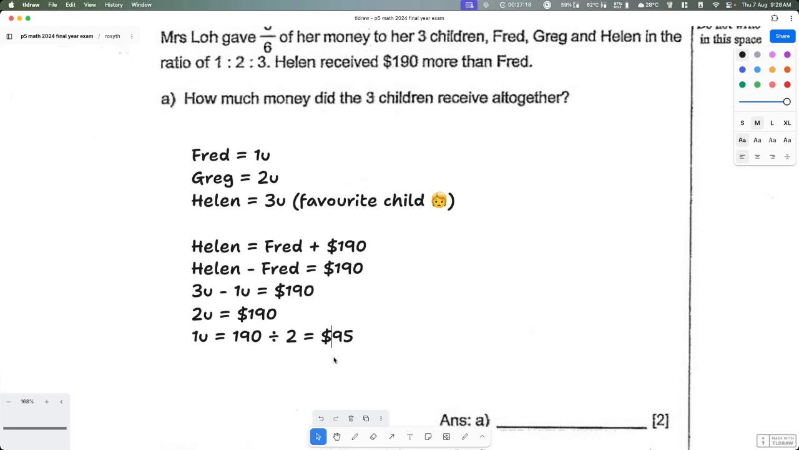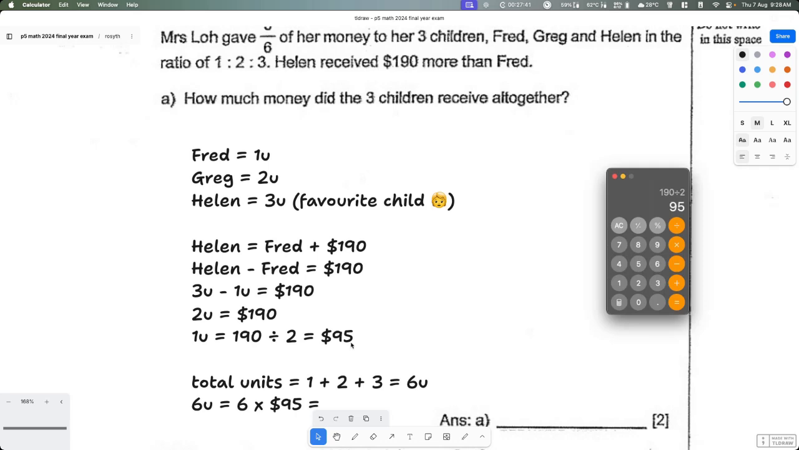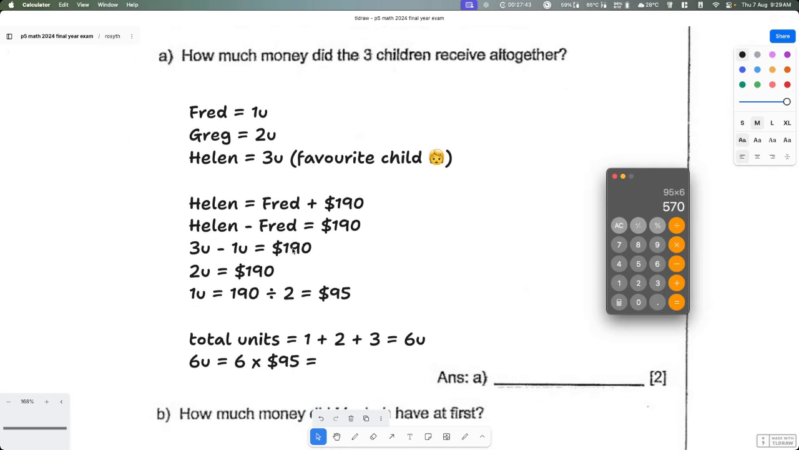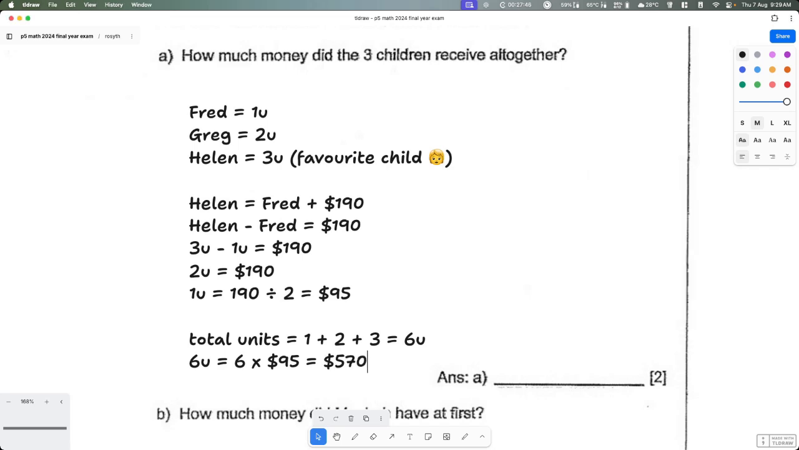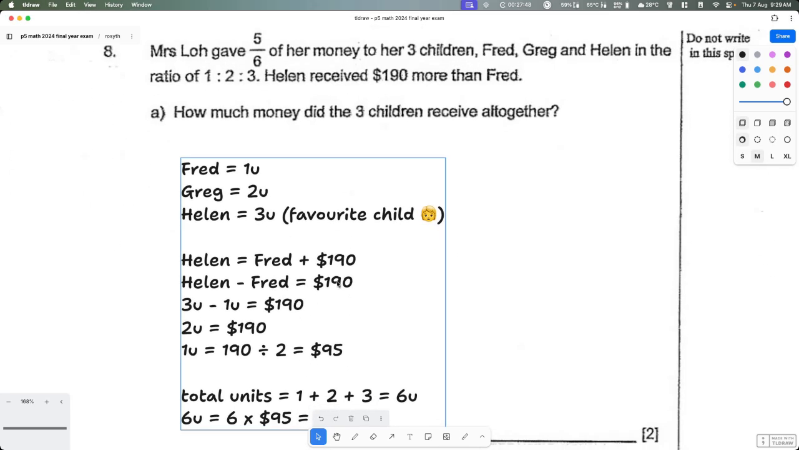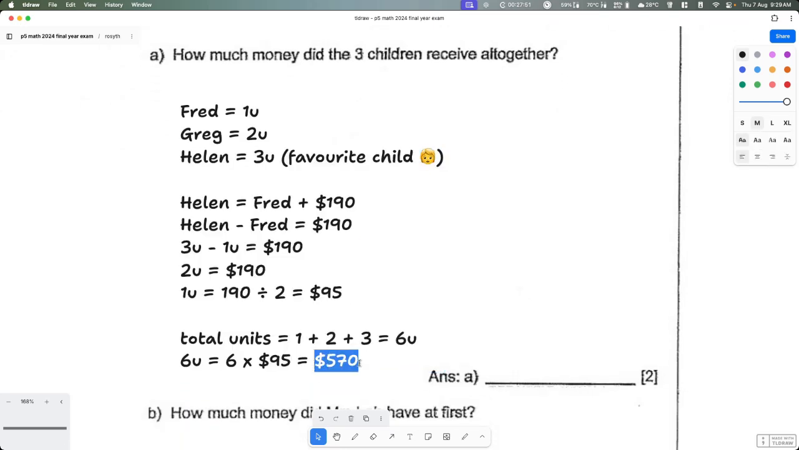Okay, so how much money did the children receive altogether? So total units is equal to 1 plus 2 plus 3 is equal to 6 units, right? So 6 units is equal to 6 times $95, which is equal to $570. All right, there you go. So that's the answer over here.